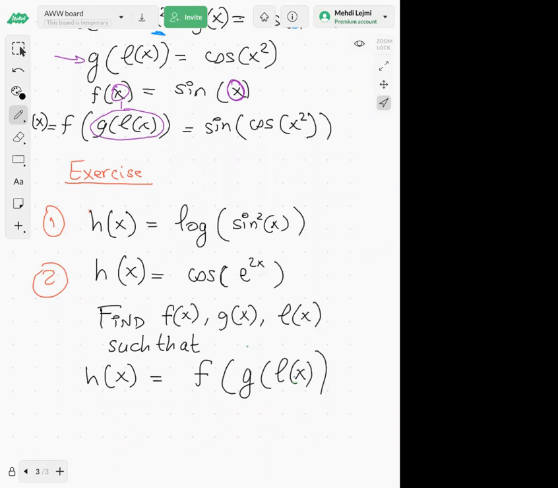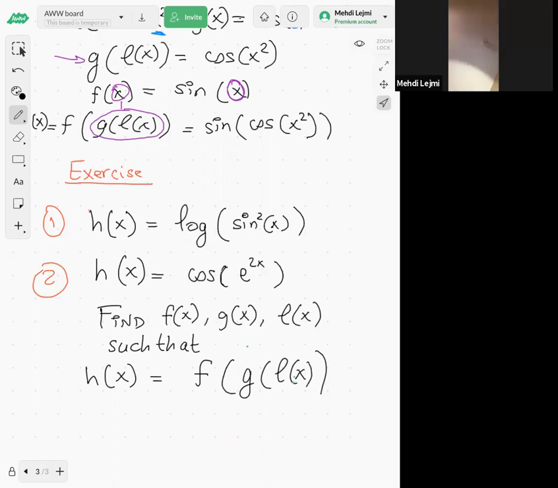Professor, we just need to find the value of f, g, and L? Yeah, only, don't compute the derivative. Actually, we don't know yet the derivative of log and the exponential. All you have to do is just find the f, g, and L.